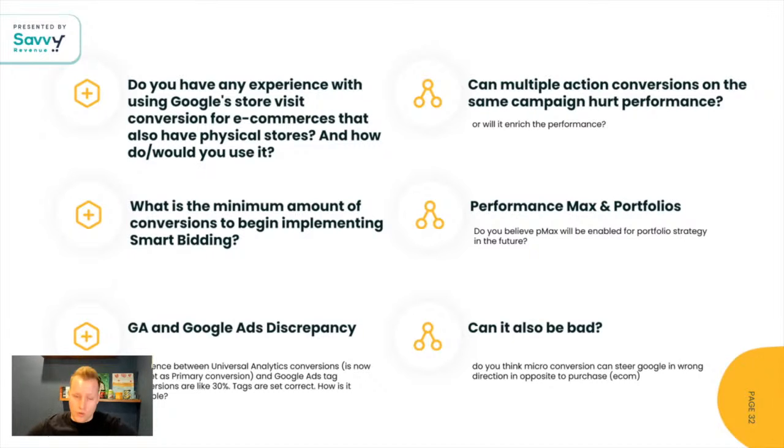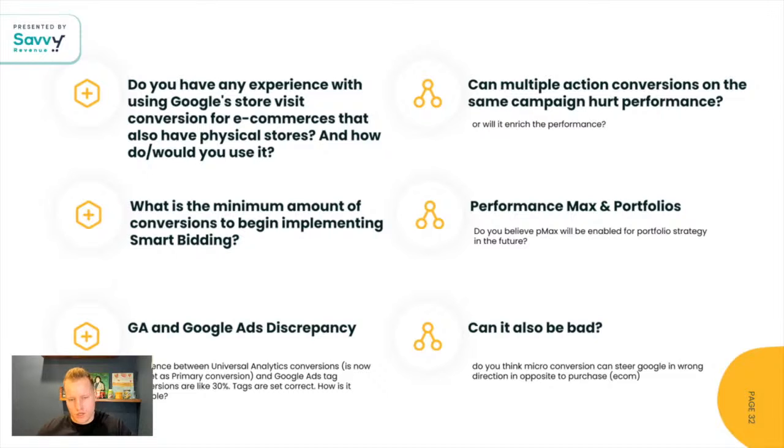If you don't have 100, I would heavily look into micro conversions. Performance Max and portfolio bid strategies. Do you believe Performance Max will be enabled for portfolio strategies in the future? Yes, I am almost 100% sure it will happen.